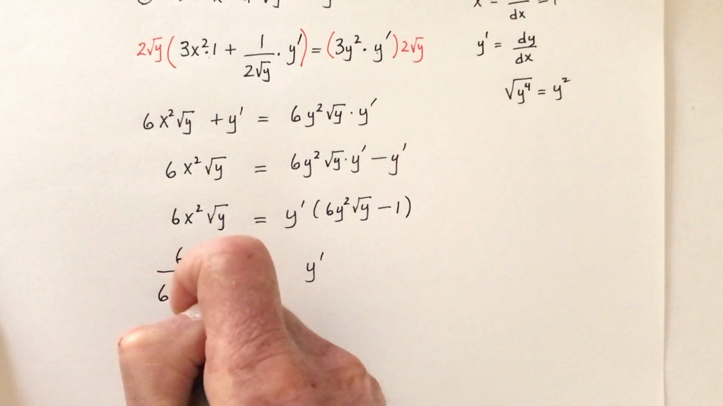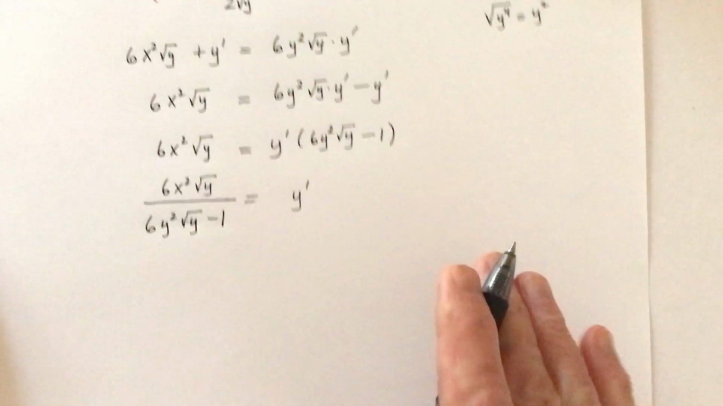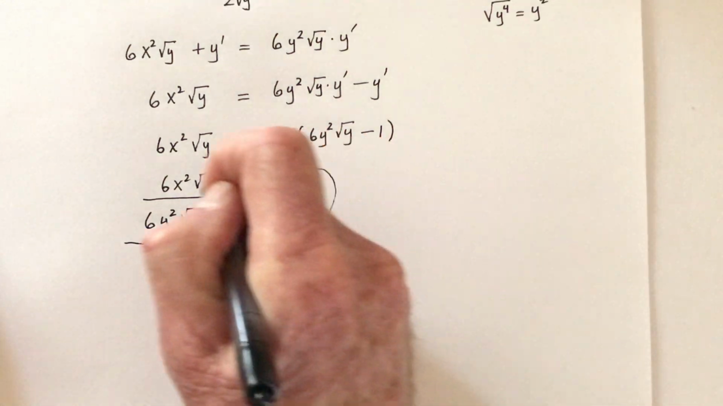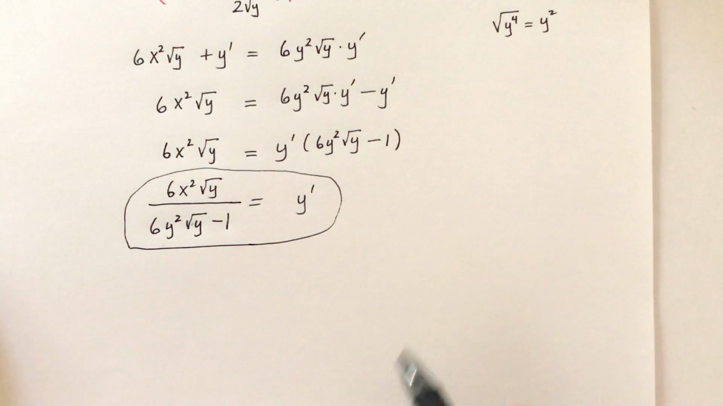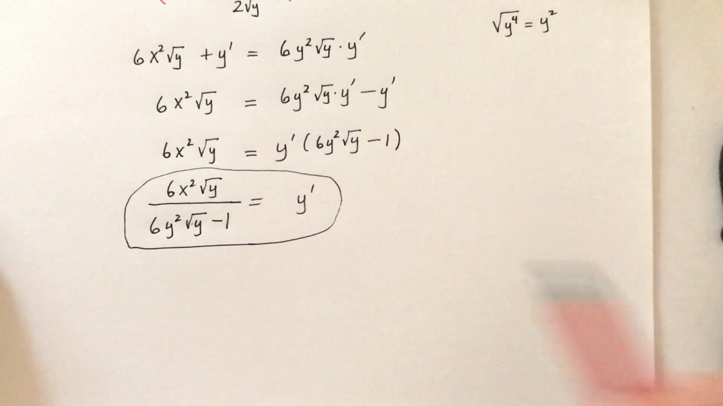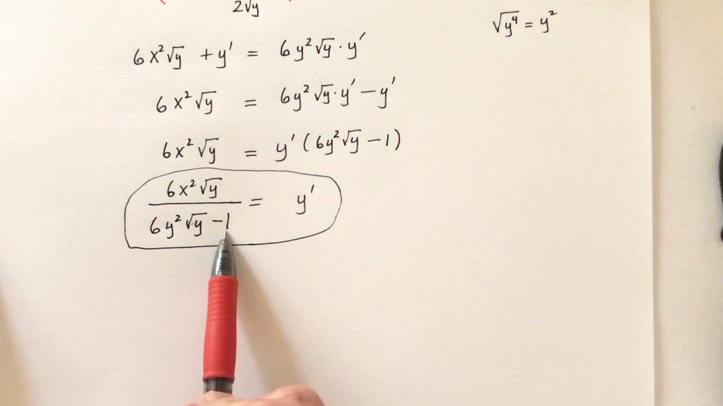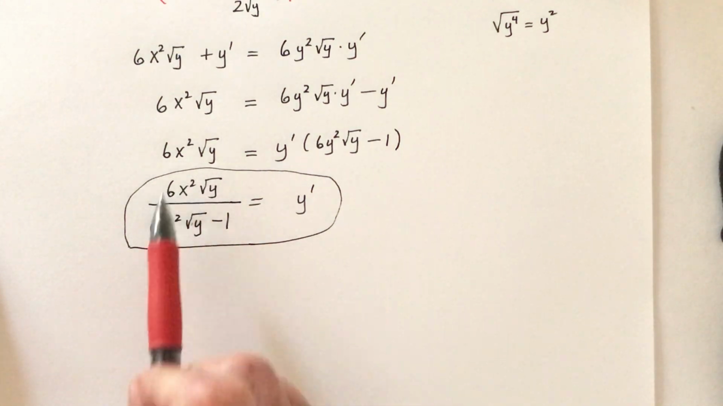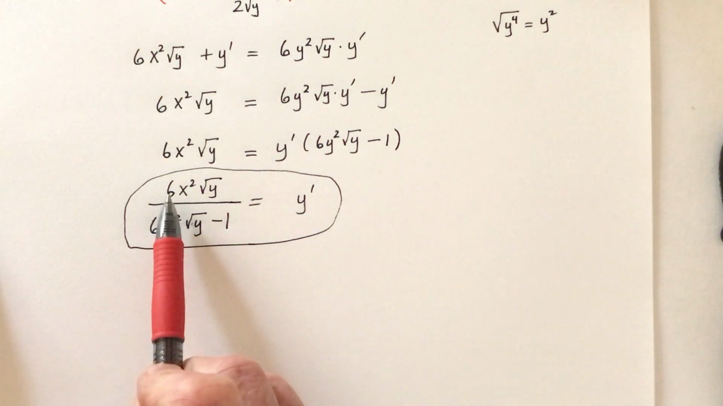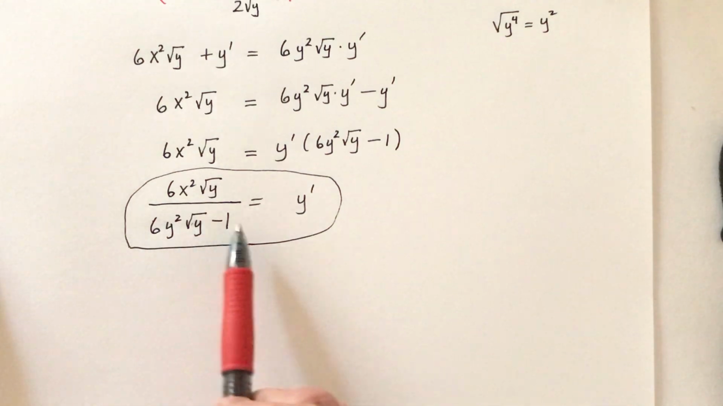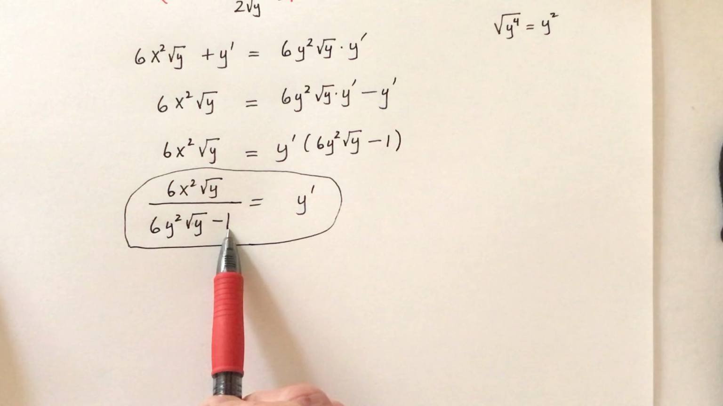6y squared square root of y minus 1. And then I circle it. And then somebody's going to say, wait, Perkins, you didn't reduce, because look, you could cancel those 6's. But this term, so there's 3 terms, 1, and then 2, and then 3. And if you're going to cancel a 6, you have to cancel it here, and here, and here. But this one doesn't have a 6, so that means you can't cancel a 6.